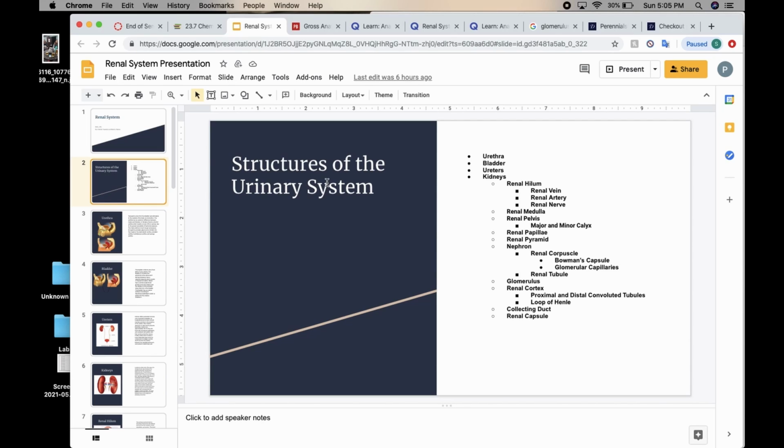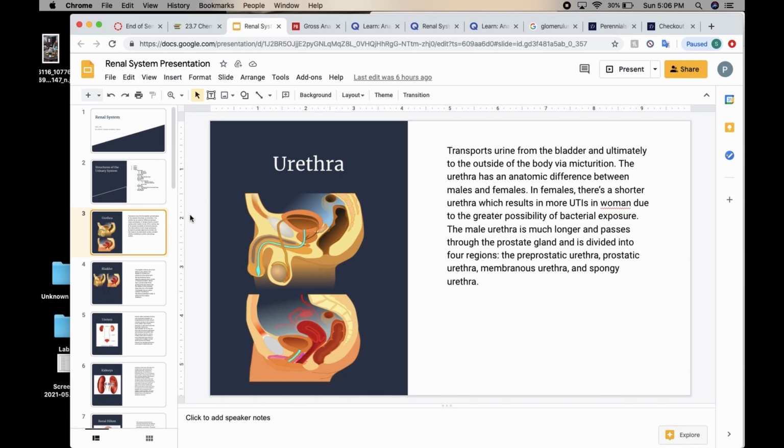And for the first structure that I'm going to touch on will be the urethra. The urethra is responsible for transporting urine from the bladder and ultimately releasing it outside the body via micturition. There's an anatomic difference between males and females in that females have a shorter urethra, which results in a higher possibility of bacterial infections like UTIs. And the male urethra is much longer and is divided into 4 regions: the prostatic urethra, membranous urethra, and spongy urethra.